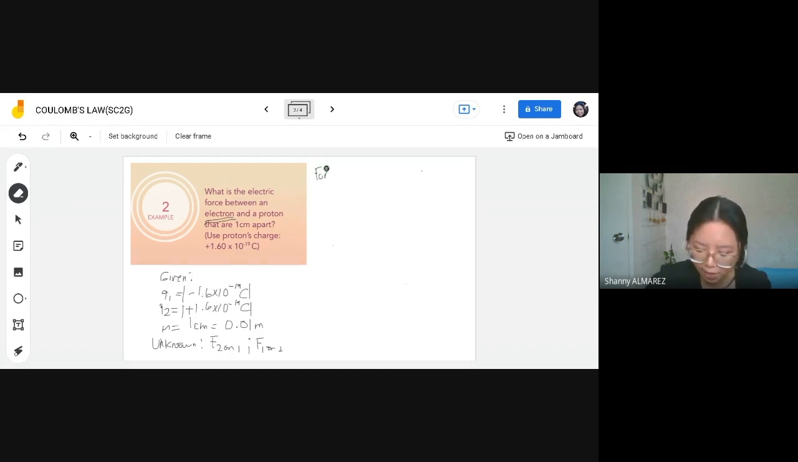So for our formula, we know that F is just equal to k times Q1, Q2 all over r squared. For our illustration, magkaiba sila ng charge. The other one is positive and the other one is negative. So in this particular example, sabi niya ano daw, 0.01 meter ang kanilang distance. So what is now the effect of charge 2 on charge 1?